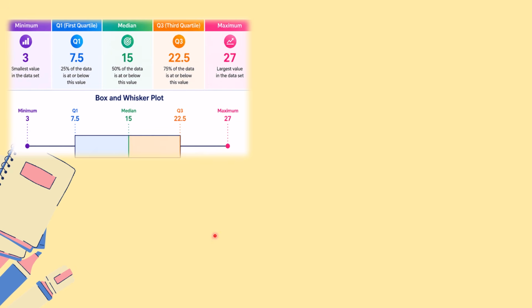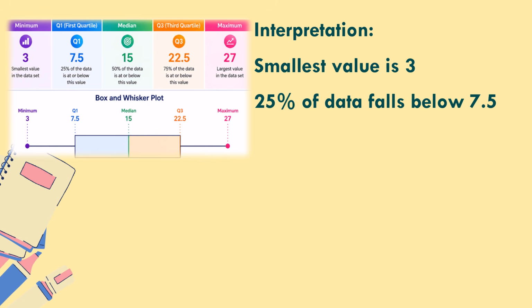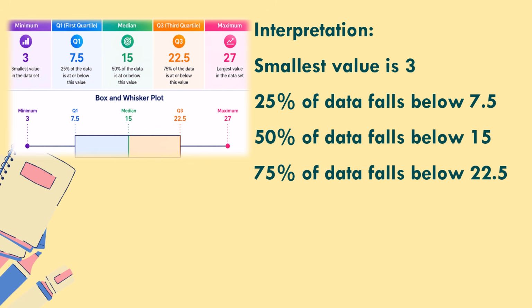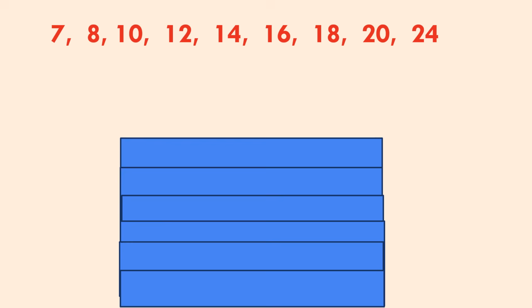What could be our interpretation? The smallest value is 3. 25% of the data falls below 7.5. 50% of the data falls below 15. 75% of the data falls below 22.5, and the maximum value, or the largest value, is 27. So the middle 50% of the data lies between 7.5 and 22.5.